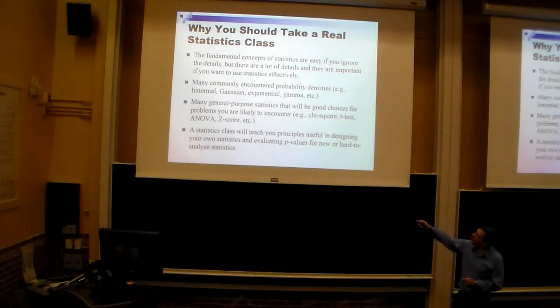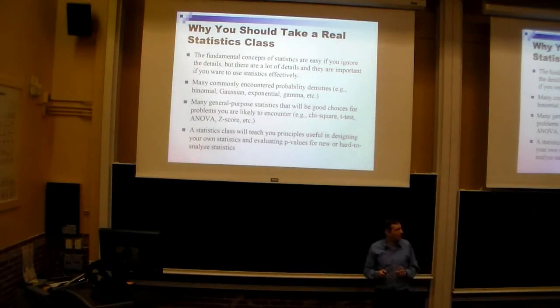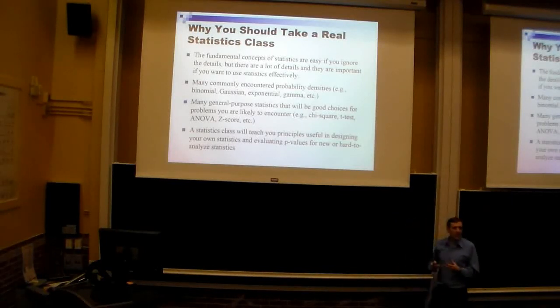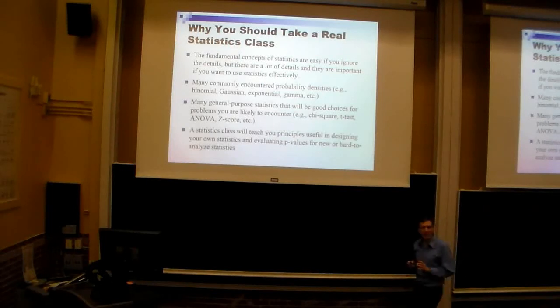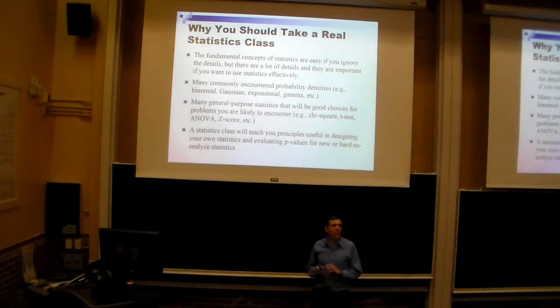Finally, there's a lot more advanced material I don't have time to even talk about here that you would learn that helps you in designing your own statistics, evaluating p-values, working with particularly difficult or complicated probability distributions. So this advanced material can really make you a much more effective experimental scientist. So all of this is why I think you guys would benefit from knowing more about this than I have time to teach you. But for the moment, I think what we've covered today should get you through this class.